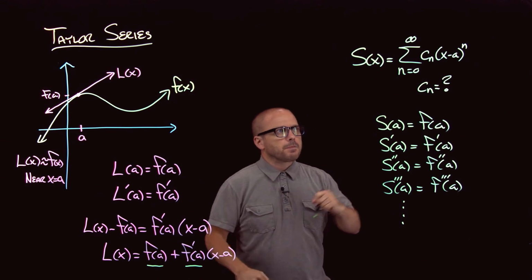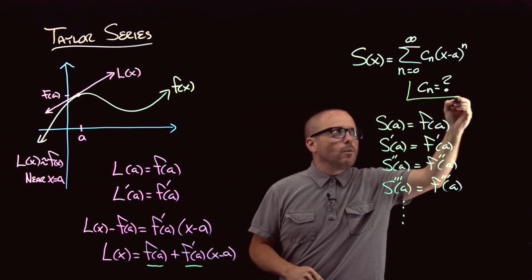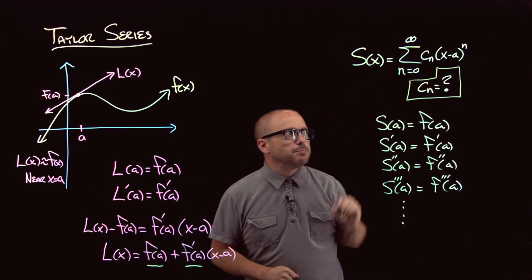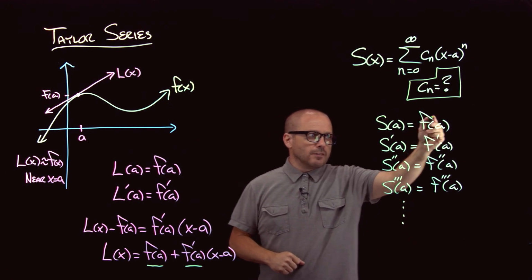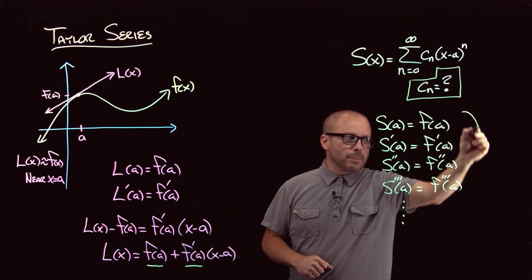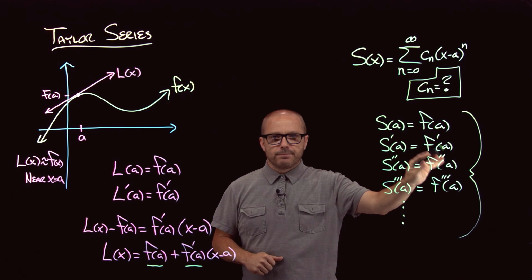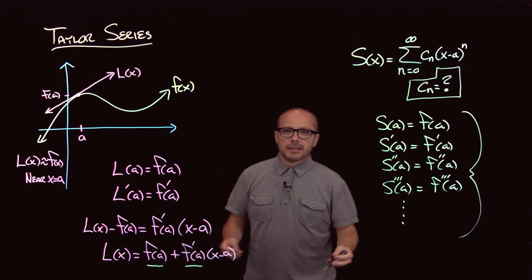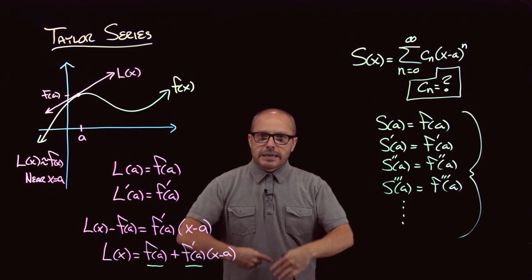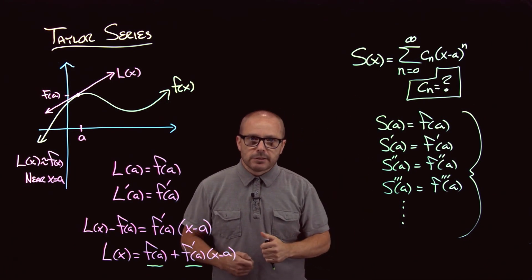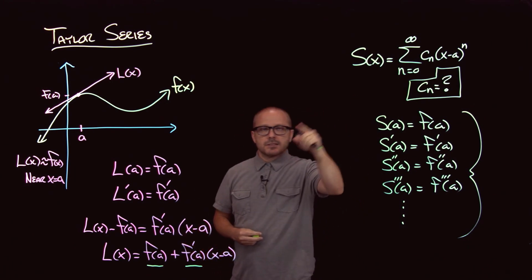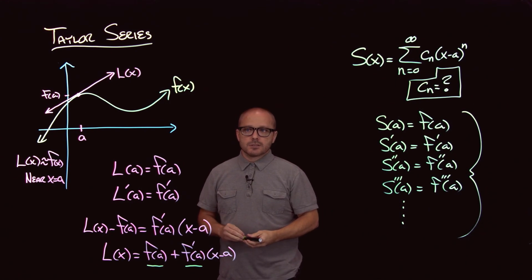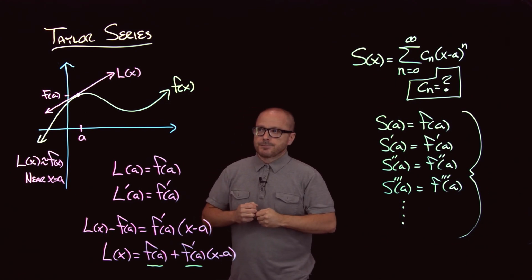Next, we'll look at what these coefficients have to be so that all of this stuff here is true. And it turns out there's a nice tidy formula, and once you have that formula, given any function, you'll be able to generate one of these series, which we're going to call a Taylor series. So we will look at that next.